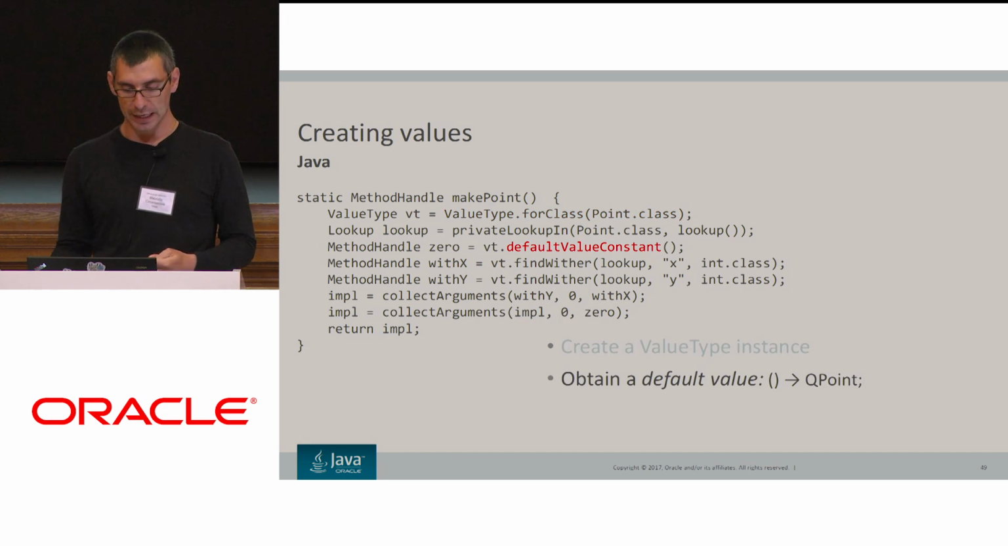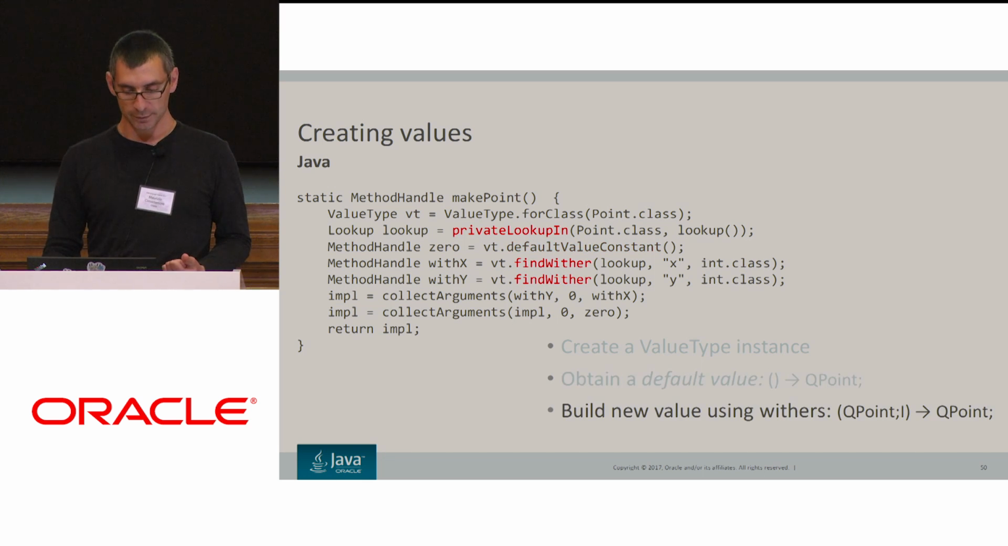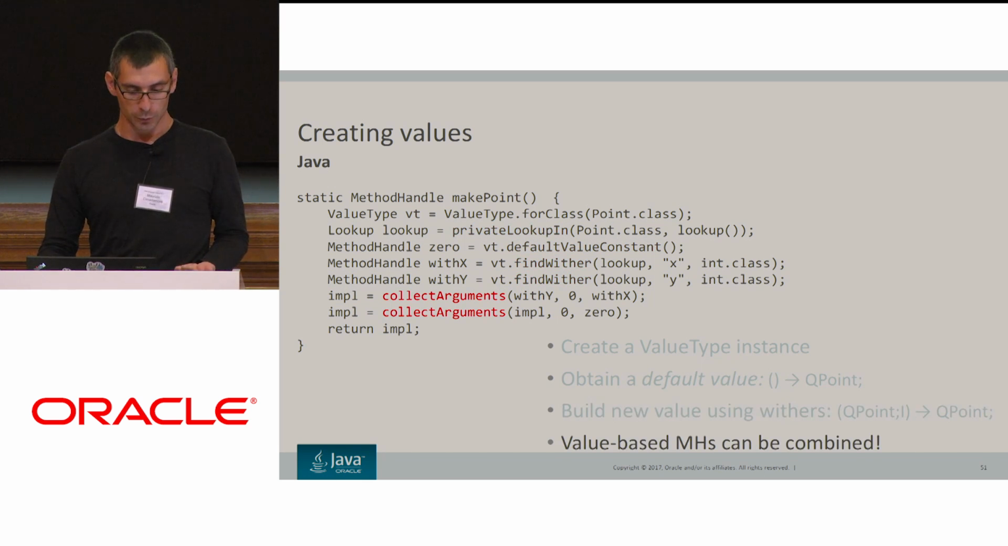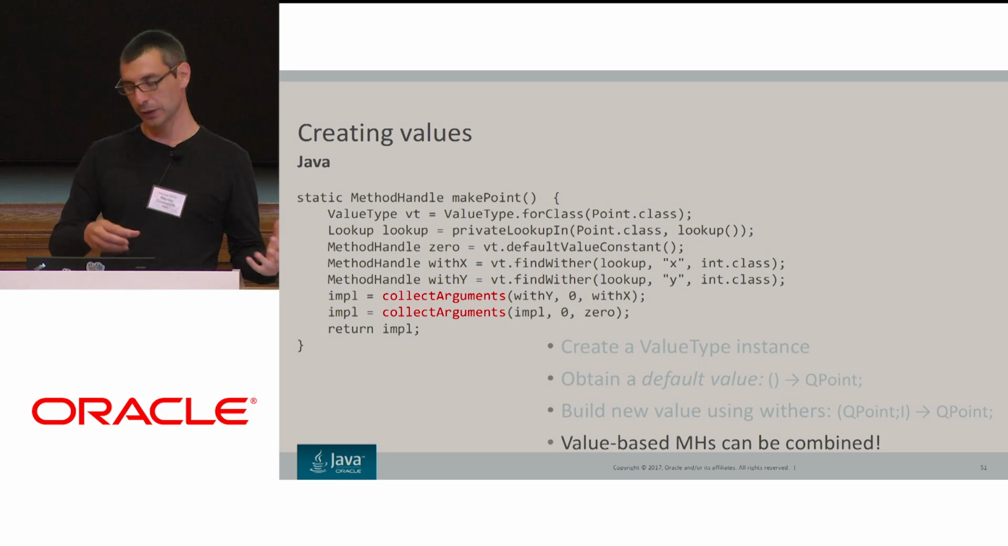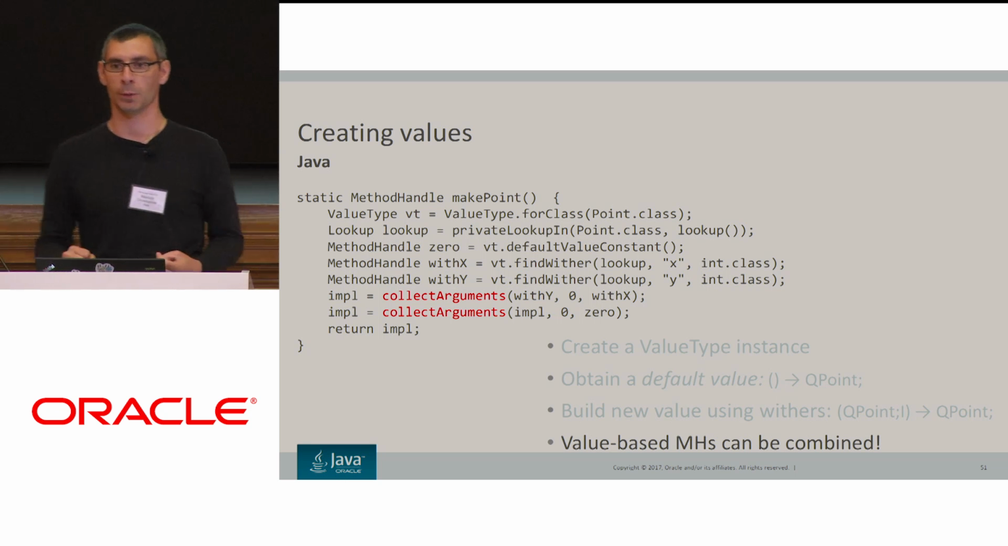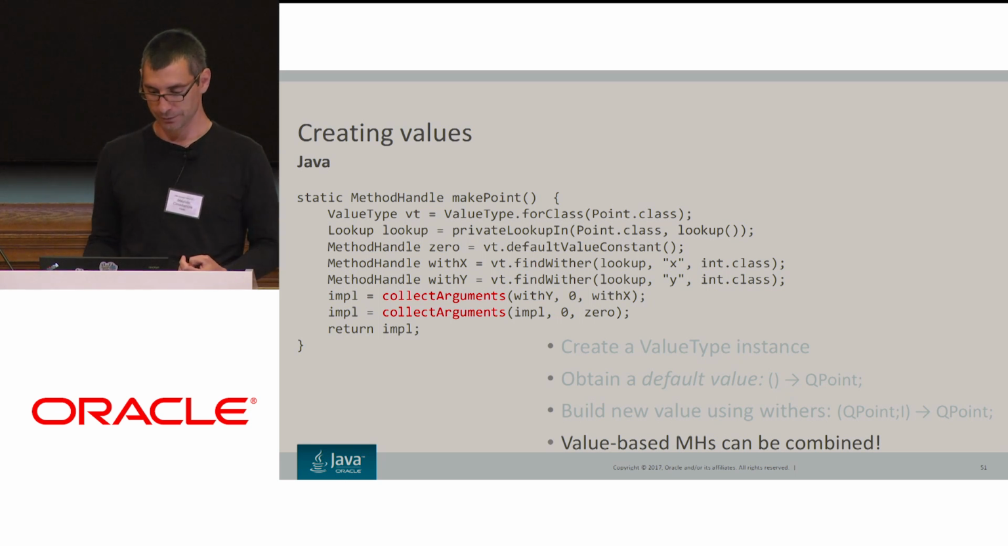And then you can start asking this value type the method handle for the default value, the withers, and then you can combine them all together to form the factory that you want to get here. So you want a method handle that takes a bunch of coordinates and gives you a point for those coordinates. And you can use just the regular method handle combinator API for this.